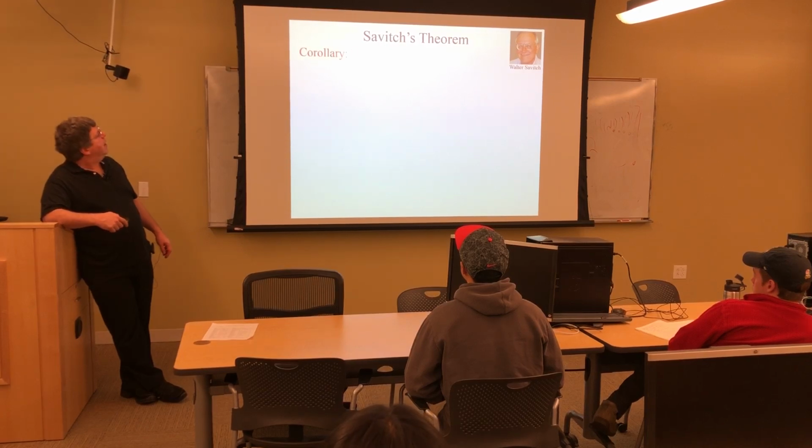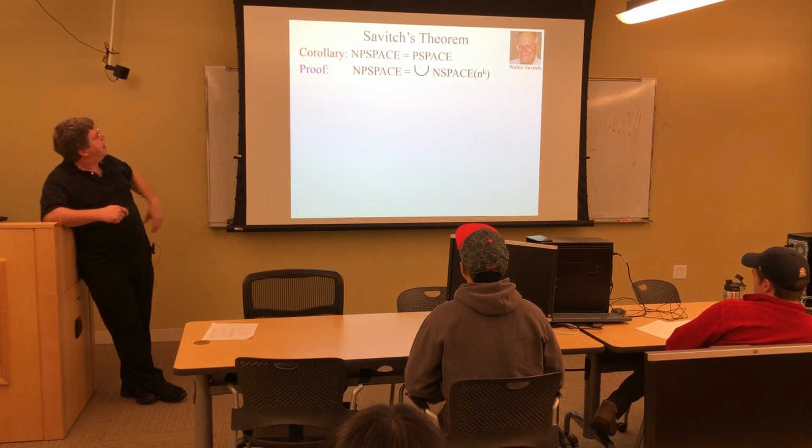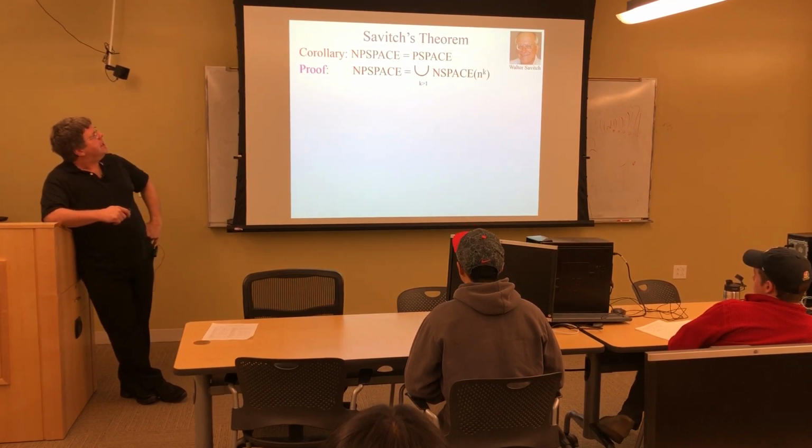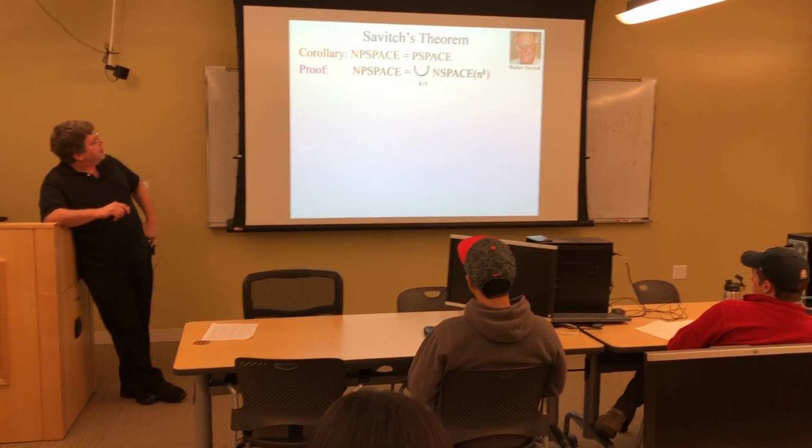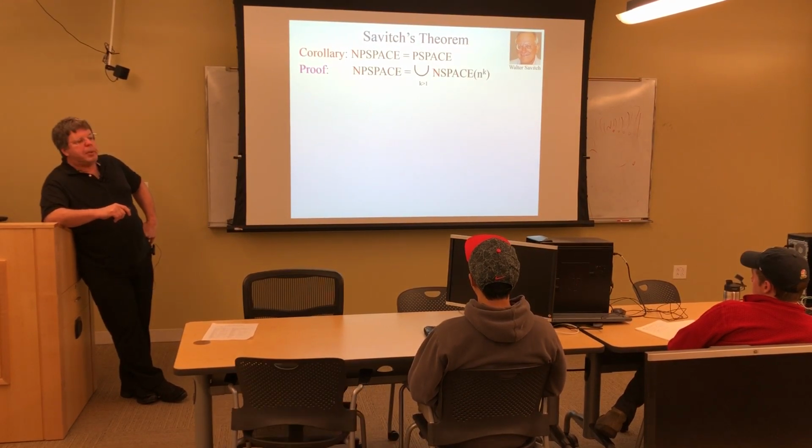So basically this says, as a corollary, that non-deterministic polynomial space is the same as deterministic polynomial space. Why? Because when you take the union of all the non-deterministic space complexity classes, that gives you N space. Savitch's theorem showed that it suffices to square each one of these to get into a deterministic class. So the union of all the squares of all these classes deterministically is the infinite union of all these classes without squaring them, because they're all there.